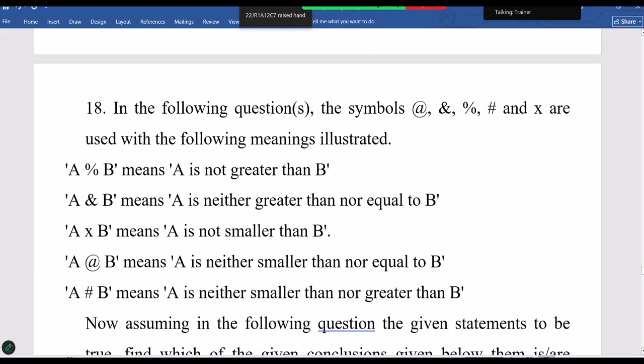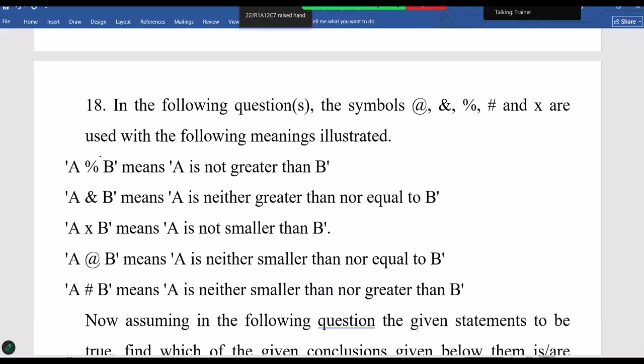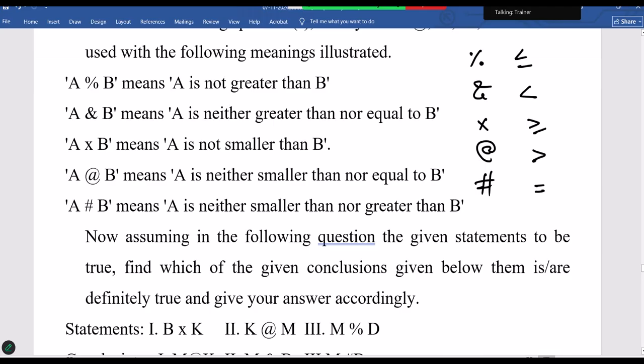18th question. Here, decoding: percentage, not greater than, means less than or equal. And, neither greater nor equal, means less than. Into, is not smaller than, means either greater than or equal. At the rate is greater. Hash is equal. I think this one and the previous one are the same, it seems. Now the question changes.